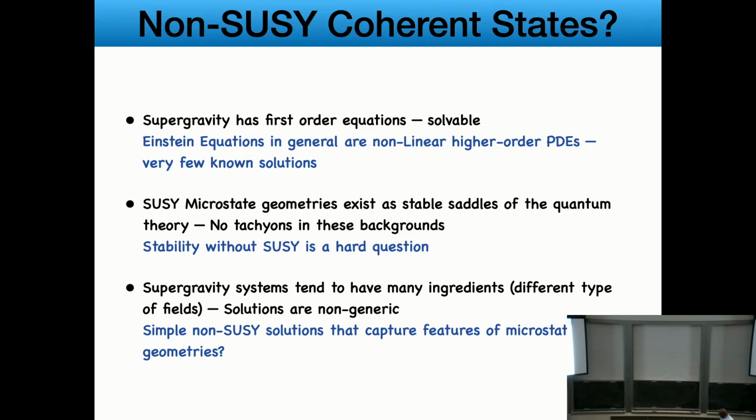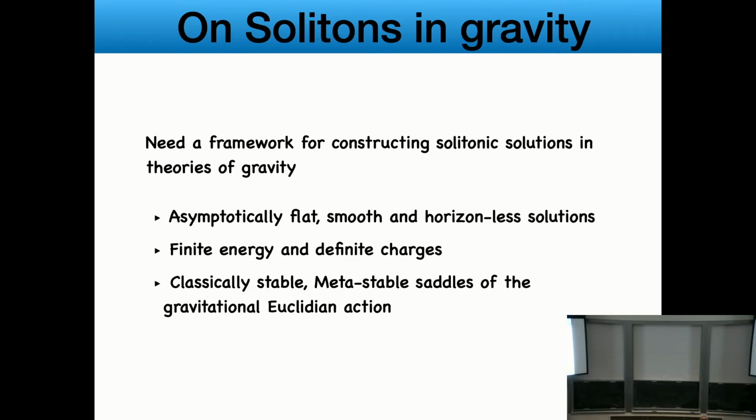So what you want to be able to do is have a way of constructing these microstate solitons in general theories of gravity, and it has to be robust. It cannot be that they exist because they have to do something very special, if this has any chance to have anything to do with the real world. So we want to build solutions that are asymptotically flat. They have to be smooth and have no horizons. They have to have finite energy and definite charge, and they must be classically stable and also stable in the quantum theory. So this is a lot to ask.